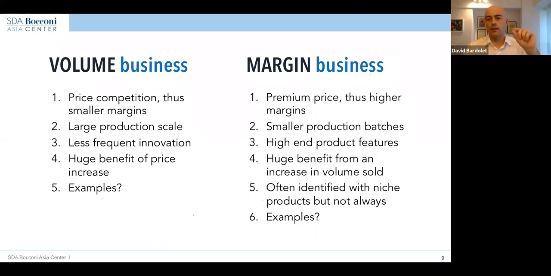For a volume business, every little bit of price increase has a huge effect in the final profit. So in good times, a volume business likes to increase the price because we are selling so many units that just a little increase in each one of them in the margin has a big impact. A margin business experiences a different phenomenon. Every additional unit that I sell has a huge impact in my profit because I'm adding that big margin to the total profit.